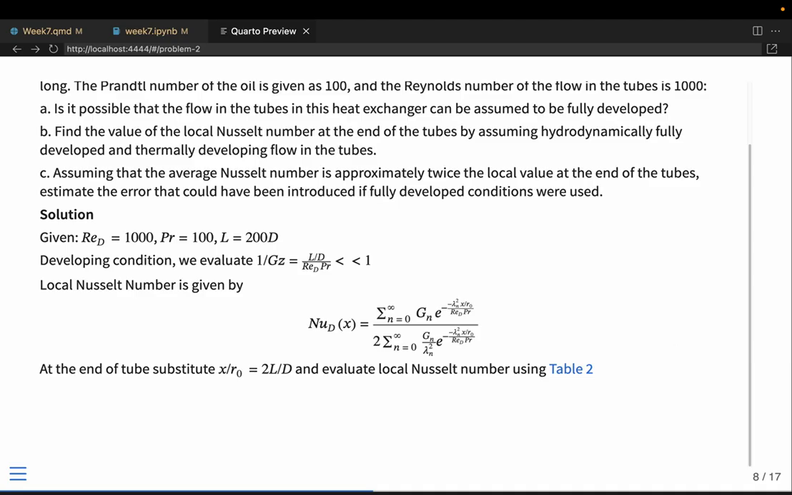Now let's say you didn't actually check the value of this particular number and you assume that it is fully developed. What would be the Nusselt number if it is fully developed? Maybe I'll wait for some time. Compute the value of this local Nusselt number first.